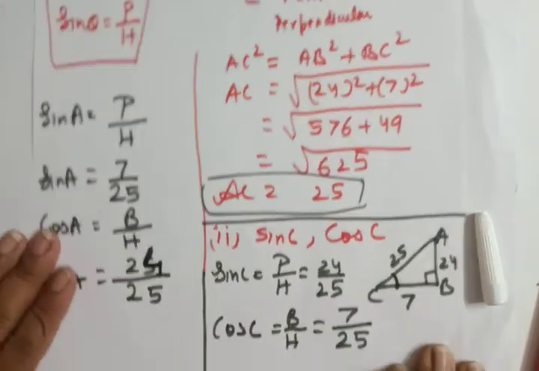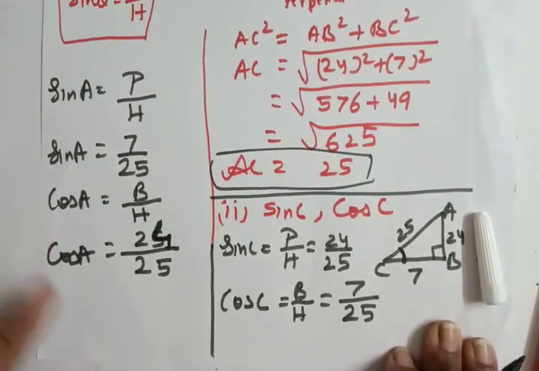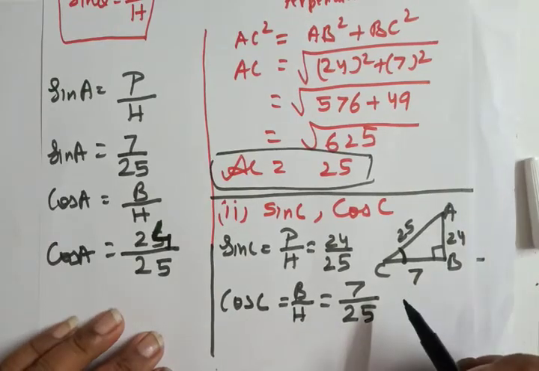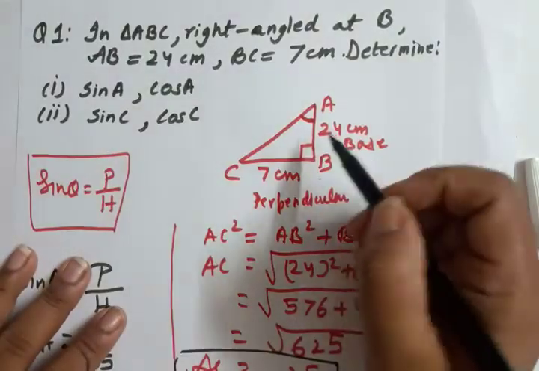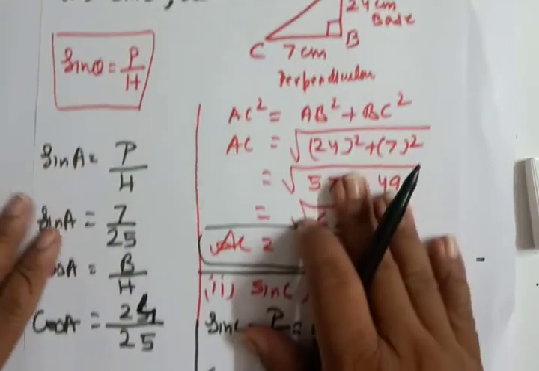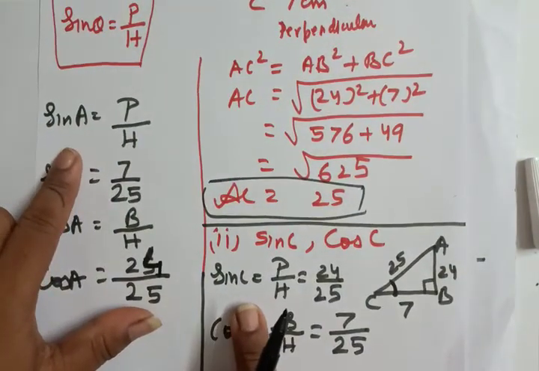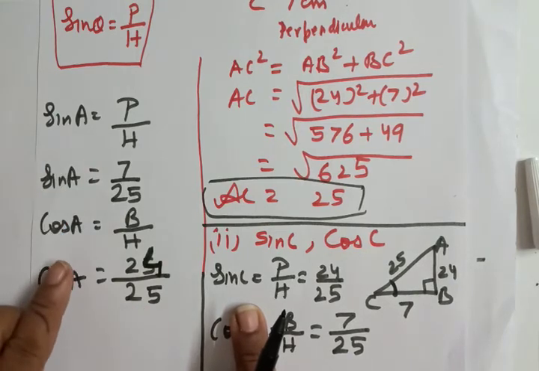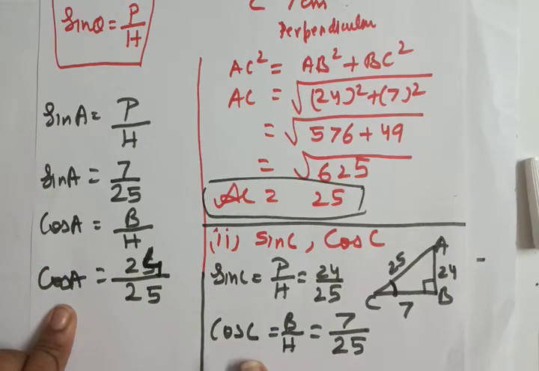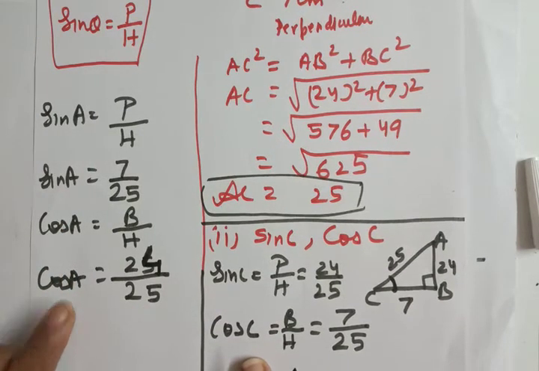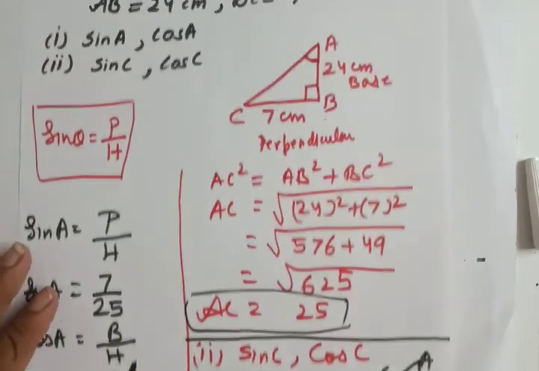So you can check, if we change the acute angles, here we have taken this angle A, the value of sin A is quite different from the value of sin C. Similarly for cos A and cos C. So it depends on the angle also, which acute angle we are taking. I hope it is very clear to you.